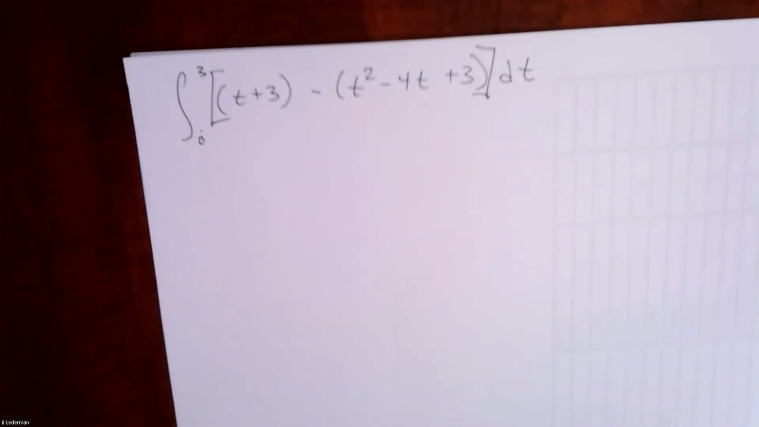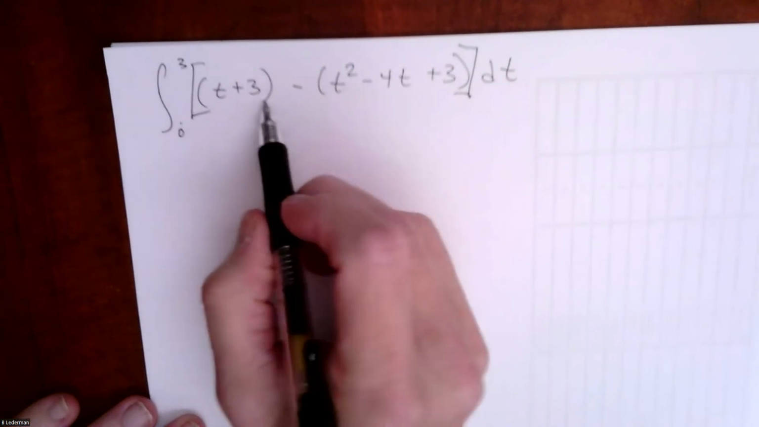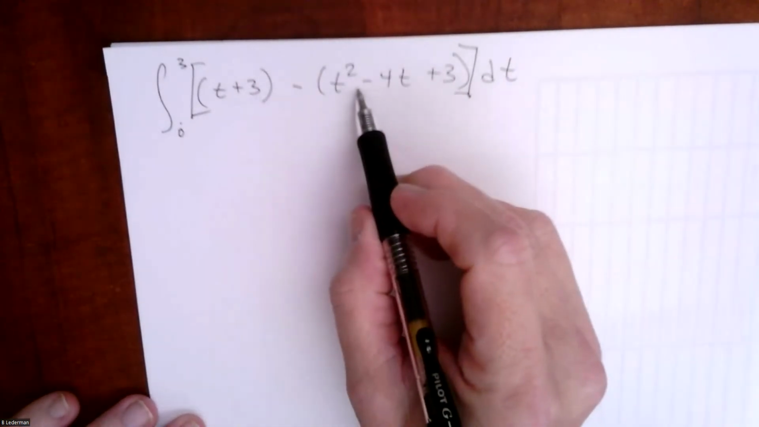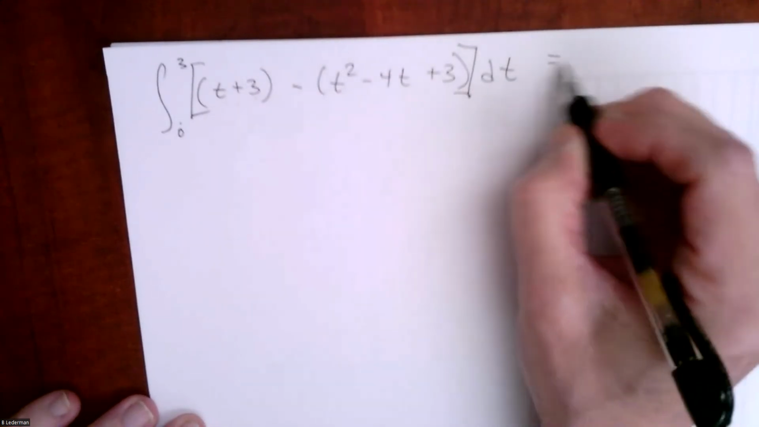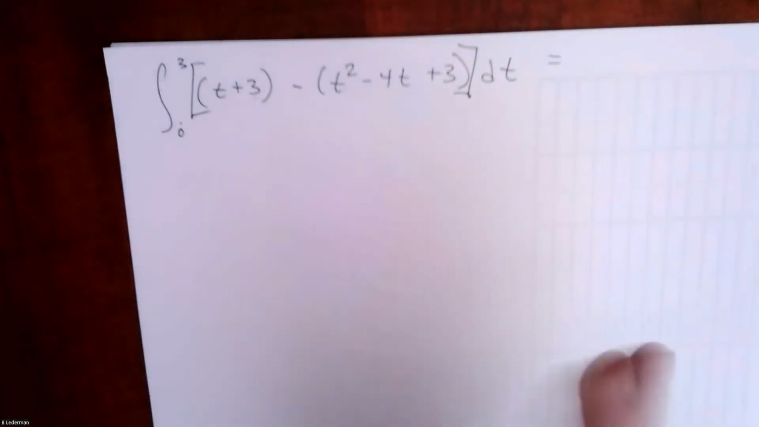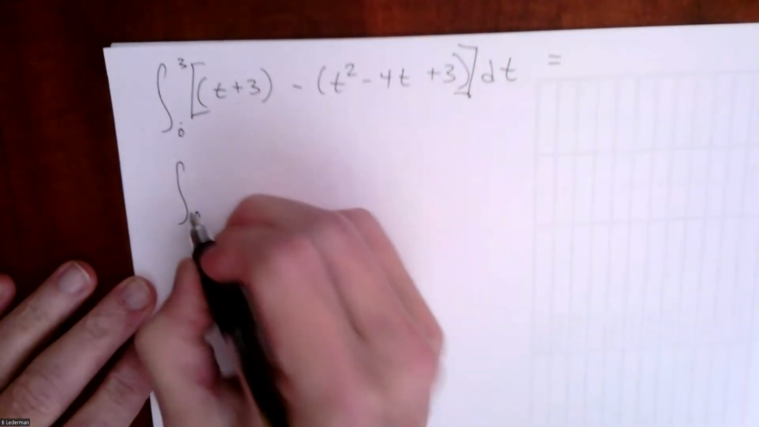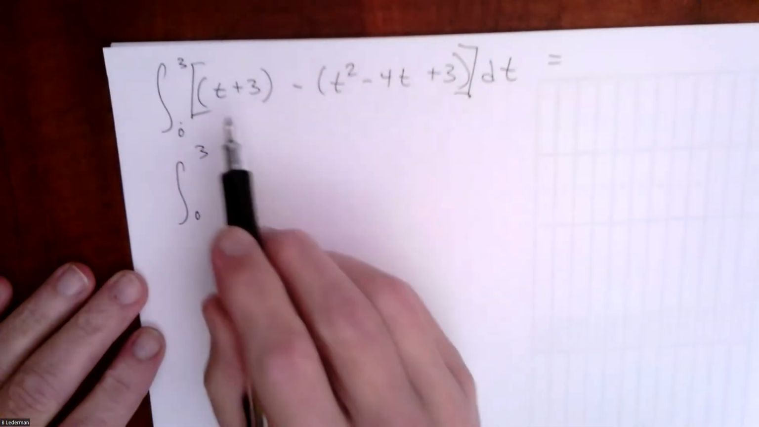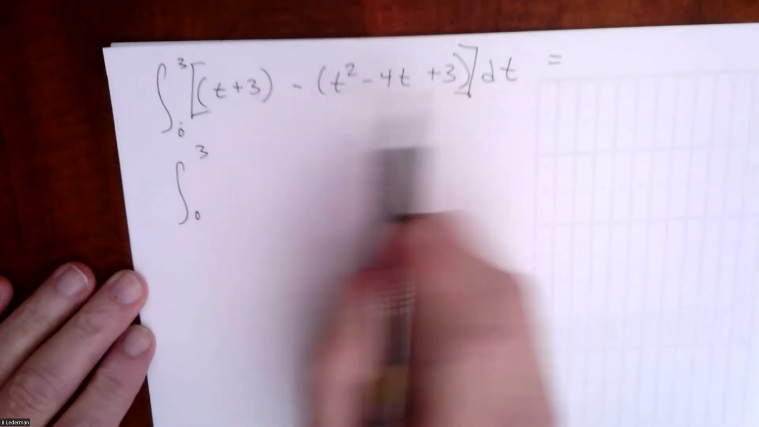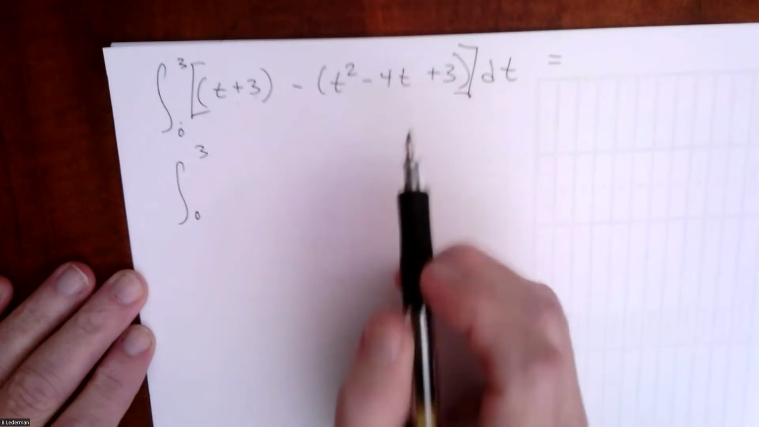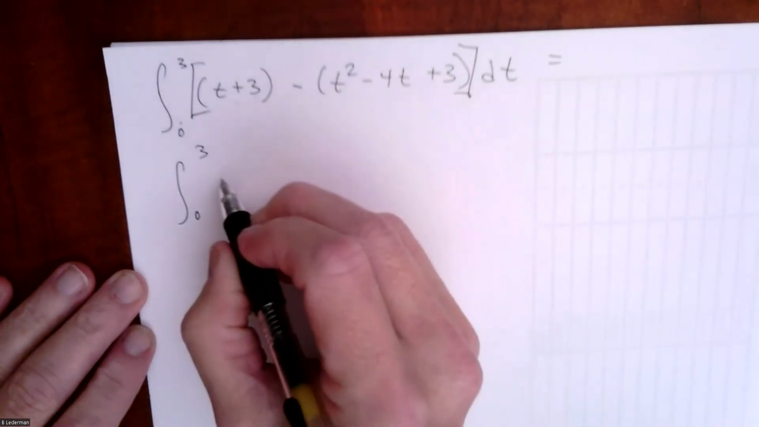So I'm looking here at the integral from 0 to 3 of t plus 3, because that was the red line on top, minus t squared minus 4t plus 3. That was the parabola on the bottom. I first want to combine like terms and condense this a little bit. So this is equal to, let's see, we have t minus 4t, that's minus 3t... wait, t plus 4t, that's 5t. The 3's cancel, we have a plus 3 and a minus 3. And I have minus t squared.